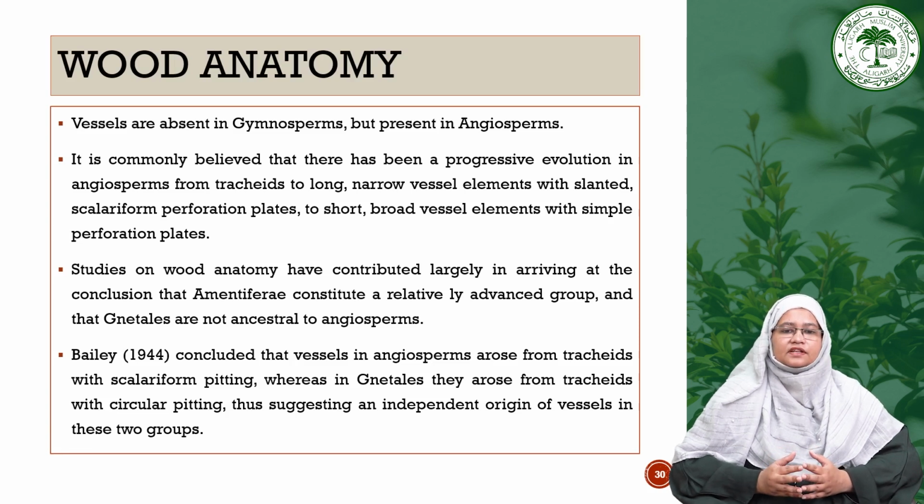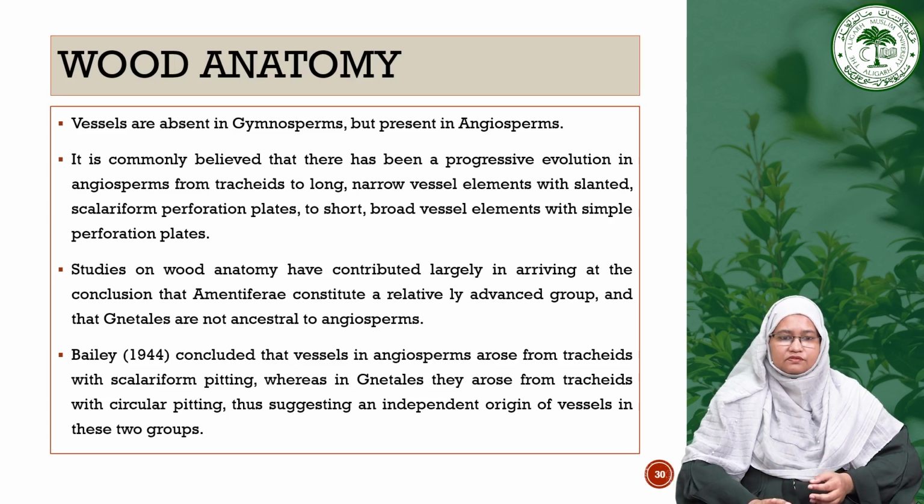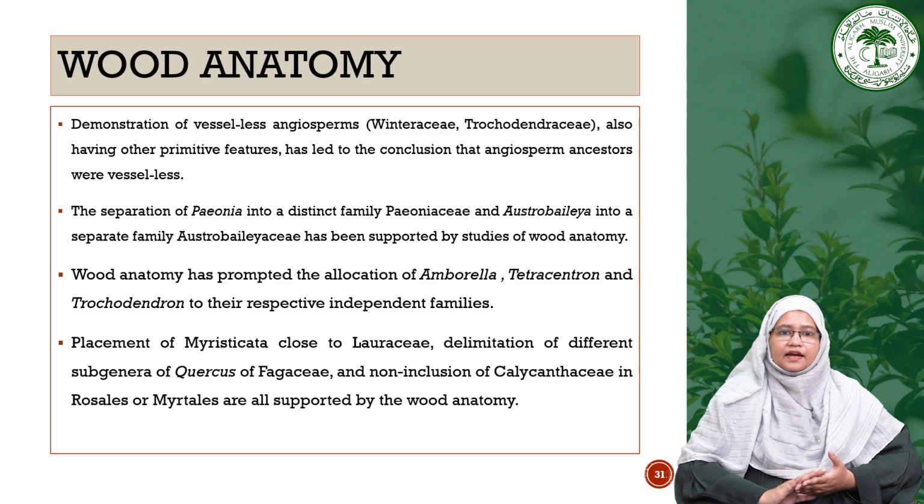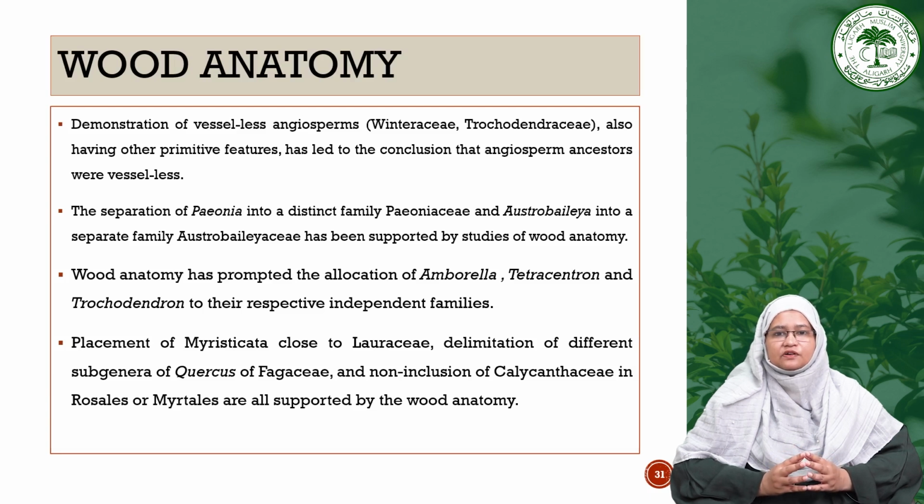Then Bailey concluded that the vessel in angiosperms arose from tracheids with scalariform pitting, whereas in gnetales they arose from tracheids with circular pitting, thus suggesting an independent origin of vessels in these two groups of plants. And the demonstration of vessel-less angiosperms, like in the case of Winteraceae and Trochodendraceae, also having other primitive features, has led to the conclusion that the earliest angiosperms were vessel-less.